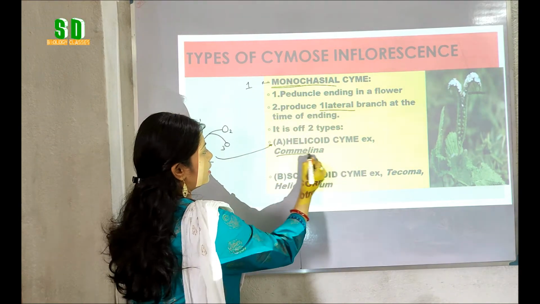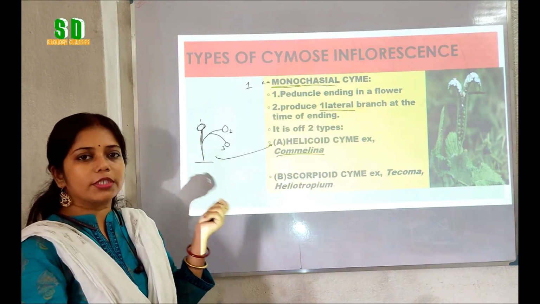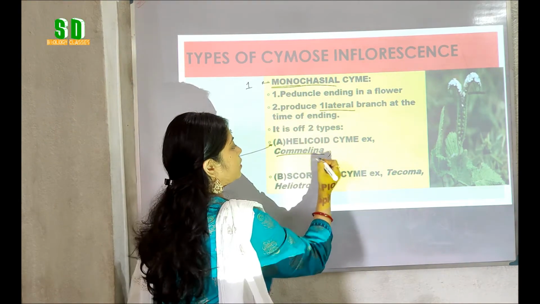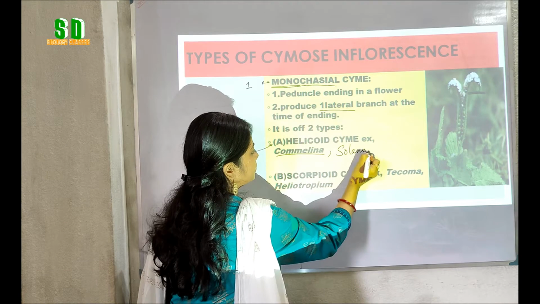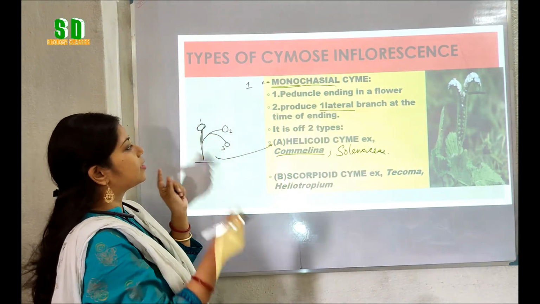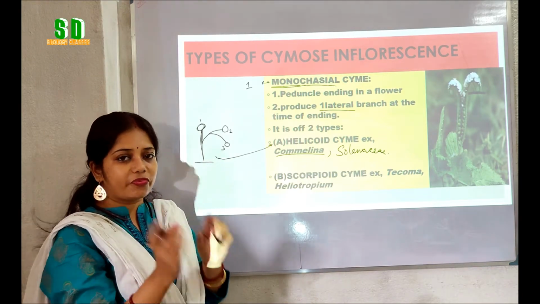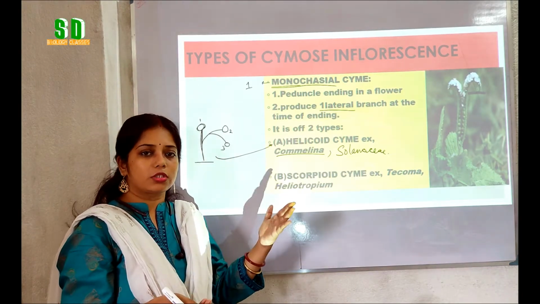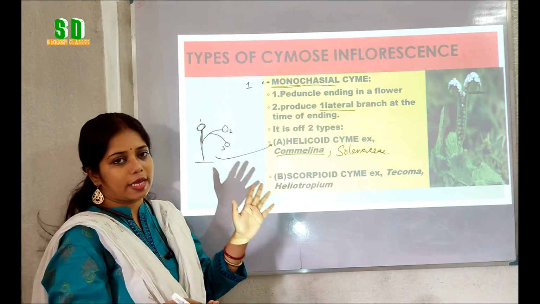We can get it in the flower Commelina bengalensis, that belongs to family Commelinaceae, and also in different members of family Solanaceae. So this type of inflorescence, where the branching always occurs on a fixed side, either right or left, is known as the helicoid monocasial cyme.